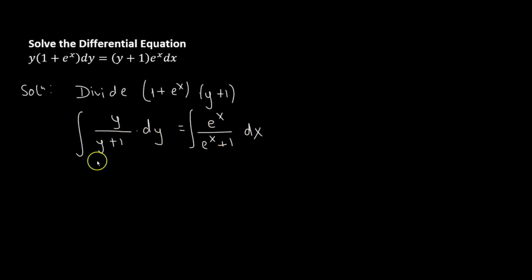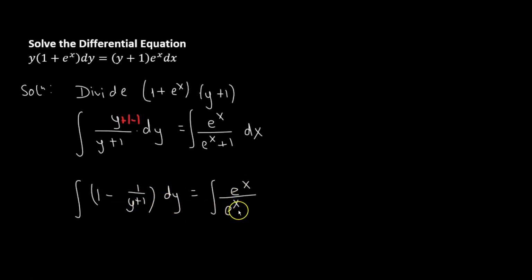Let's integrate both sides. Now to integrate the integral on the left hand side, we're going to do a manipulation. We're going to add 1 and subtract 1 from the numerator so that the entire rational fraction can be written as 1 minus 1 over y plus 1 times dy, equal to the integral of e raised to the power of x over e raised to the power of x plus 1 dx.